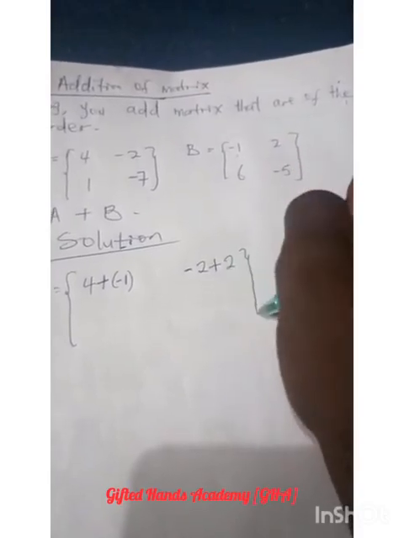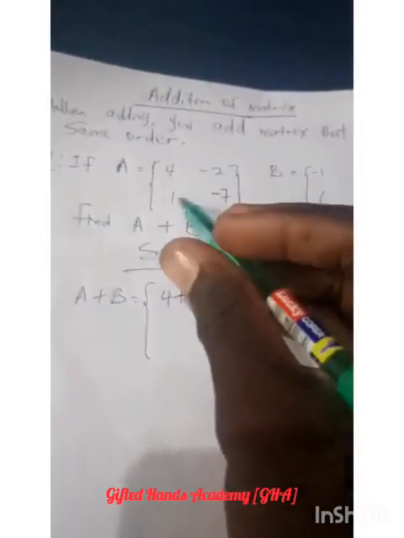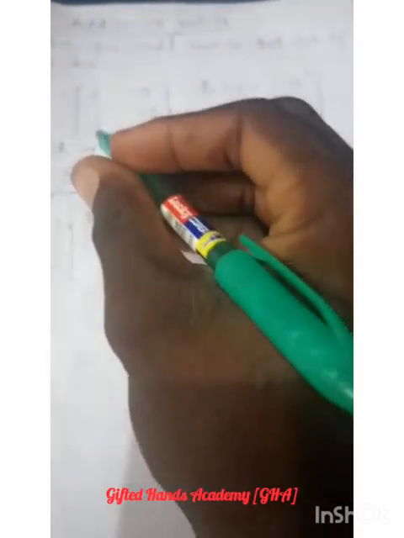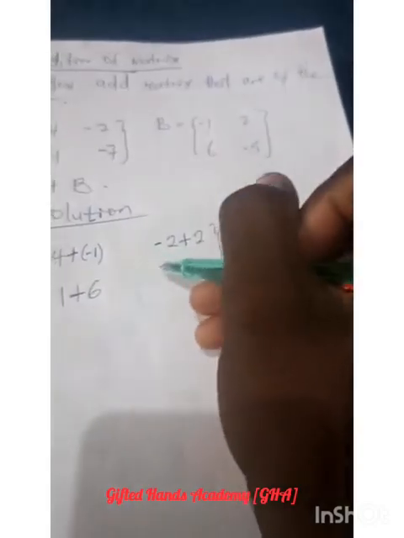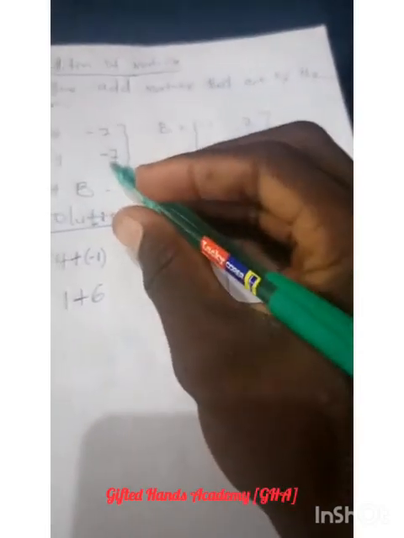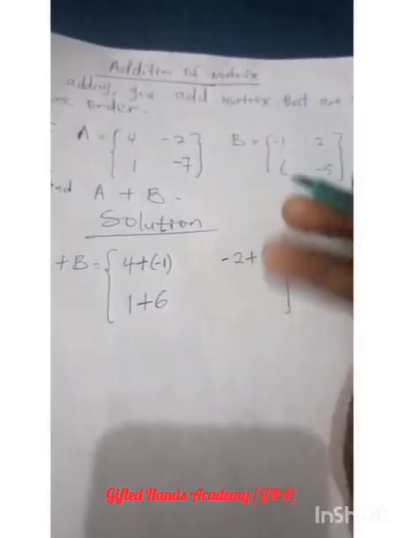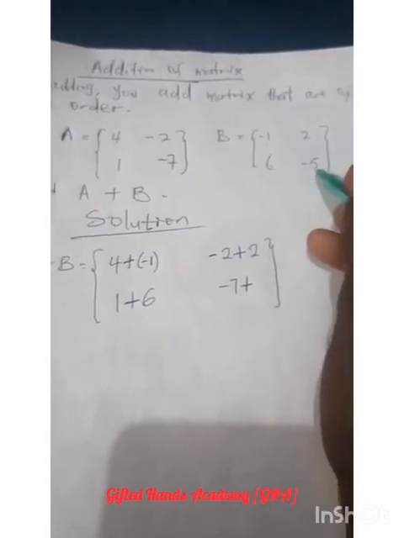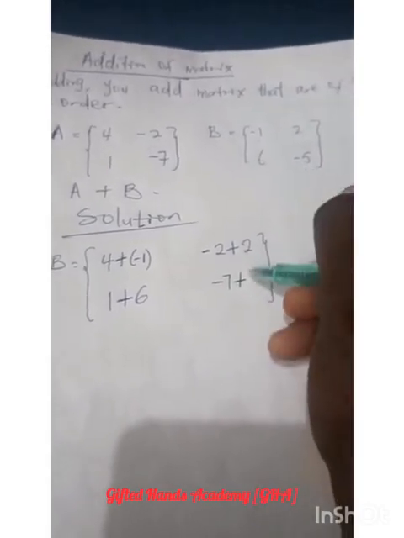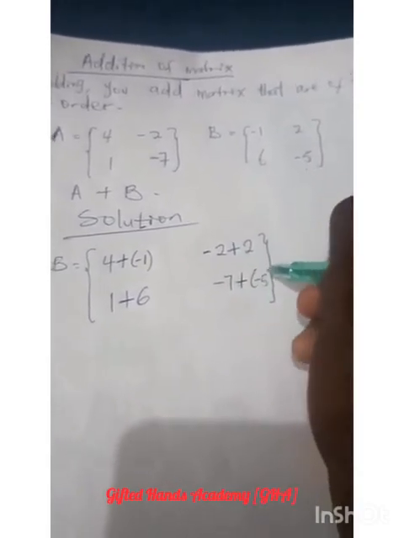Do we get it? Then I'll come to the second row, first column on A. This is 1. Alright, 1. Then I will add it with this one here, which is 6, because they're on the same row and the same column. Then this is minus 7. For this one, I have minus 7. Then plus, because of the minus here, I'll put it in bracket, minus 5.